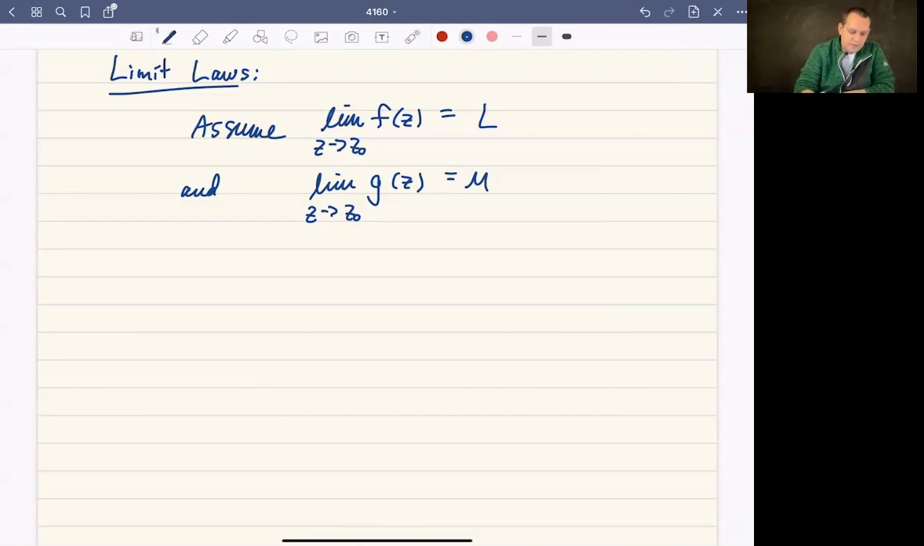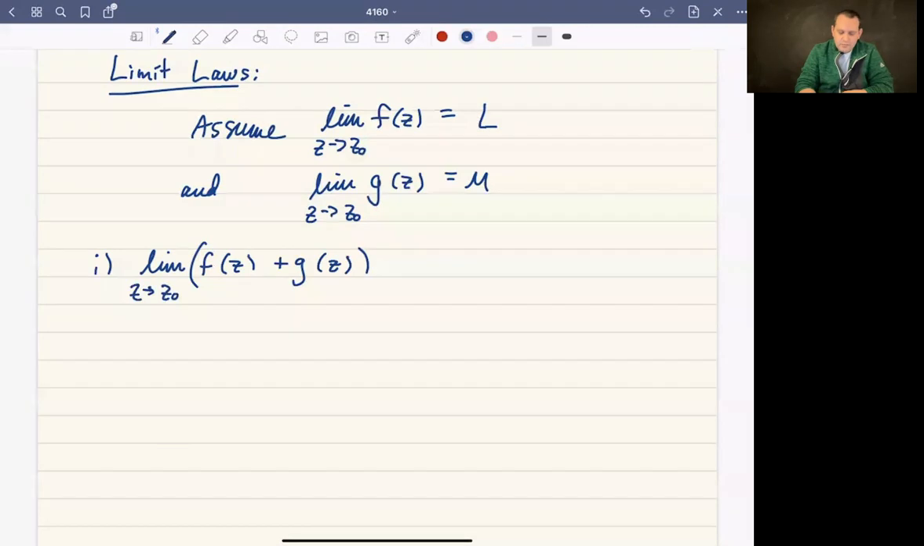in other words, all the limits are going to behave the way that we expect them to behave. So for example, the limit of the sums is the sum of the limits. What I mean by that is that the limit of f of z plus g of z as z approaches z naught is equal to the limit of f plus the limit of g as z approaches z naught.